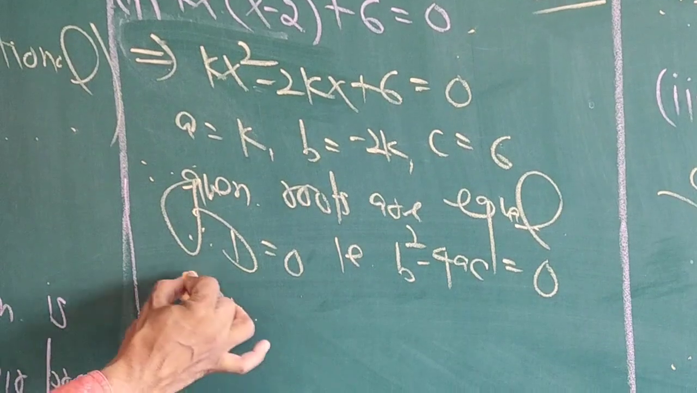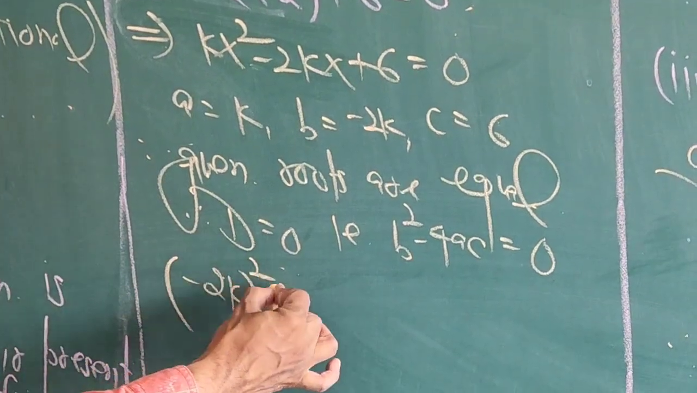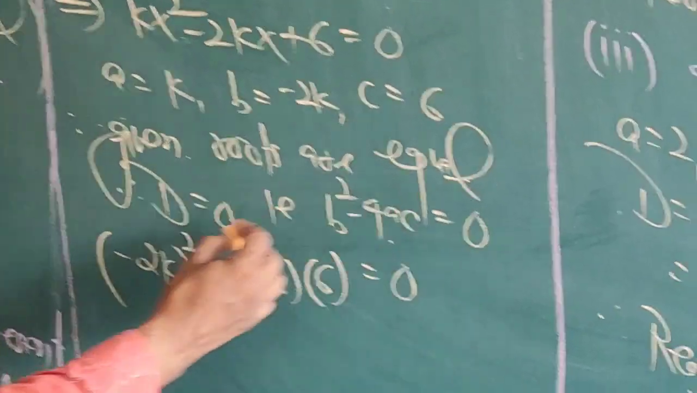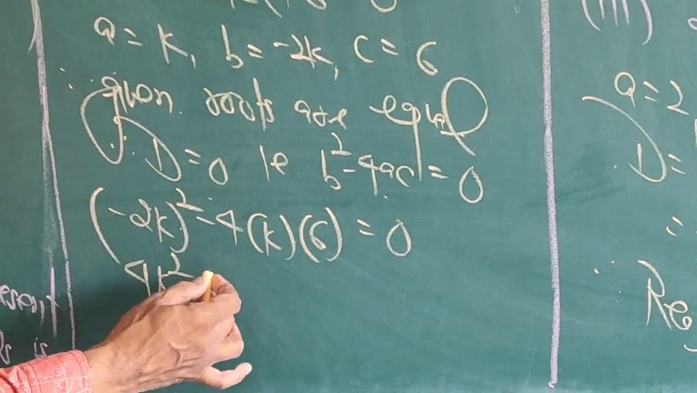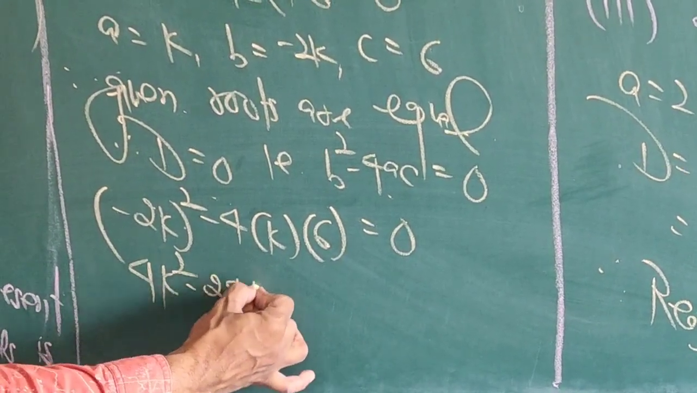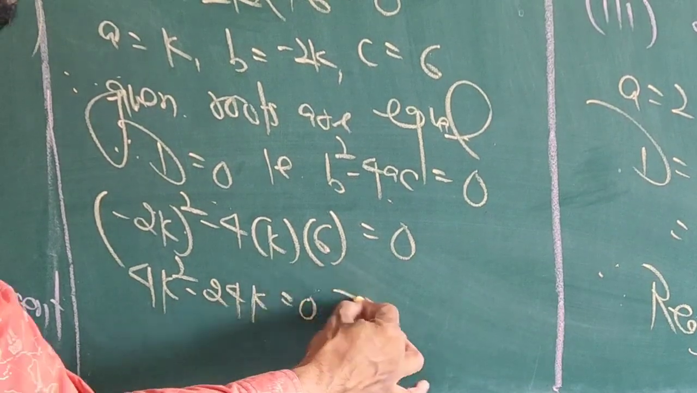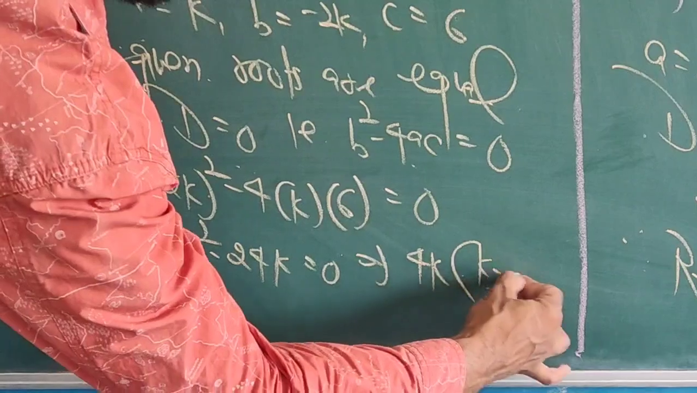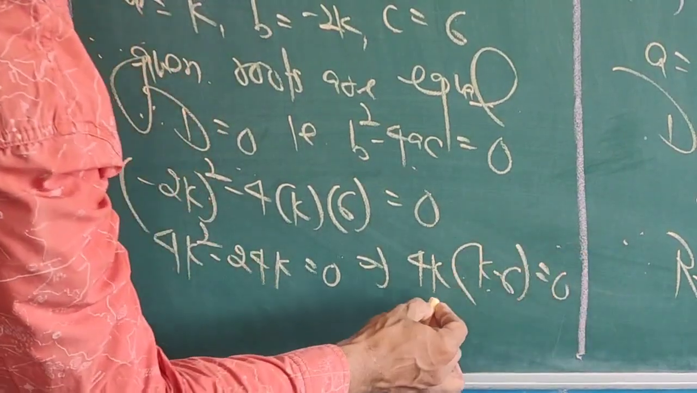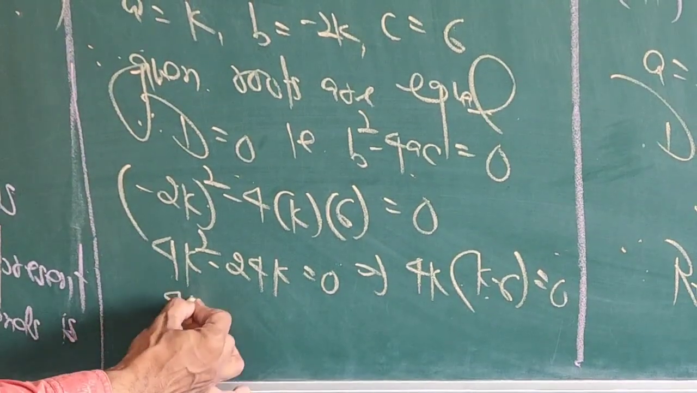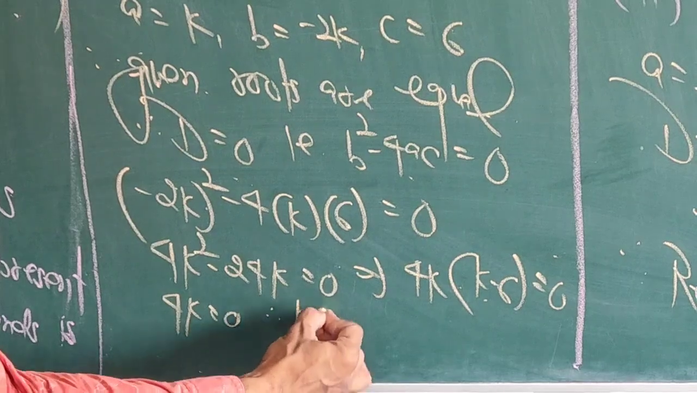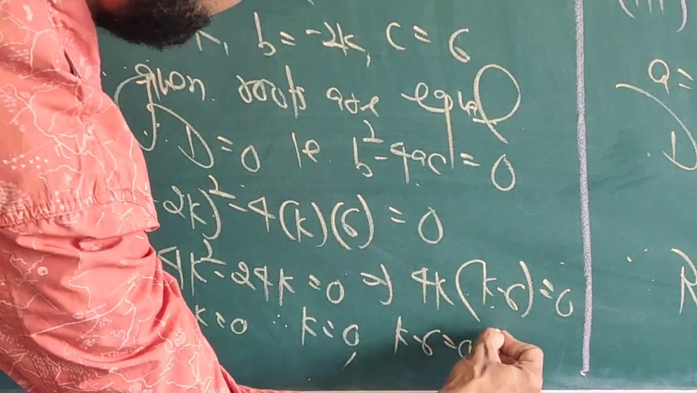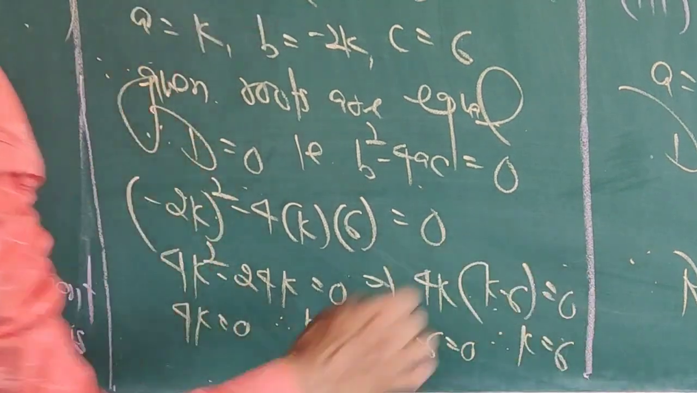And by putting the values of a, b, c, we get minus 2k square minus 4k times 6 equal to 0. Therefore 4k square minus 24k is equal to 0. This implies 4k is common, and this is 4k times k minus 6 equal to 0. So when we put 4k equal to 0, we get k equal to 0. And the second factor is k minus 6 equal to 0, therefore k equal to 6.